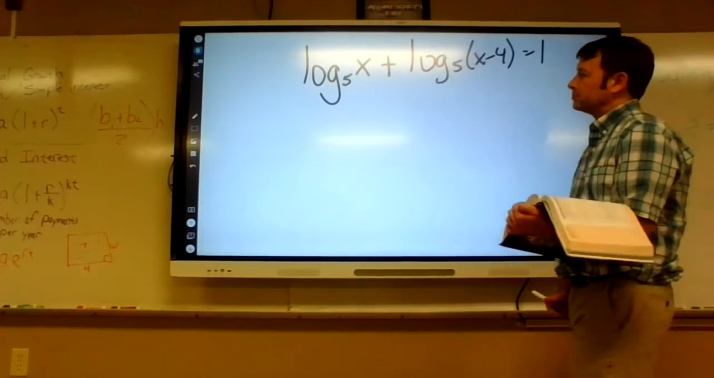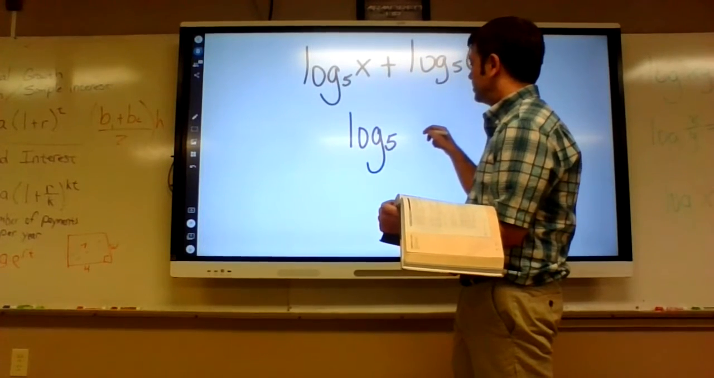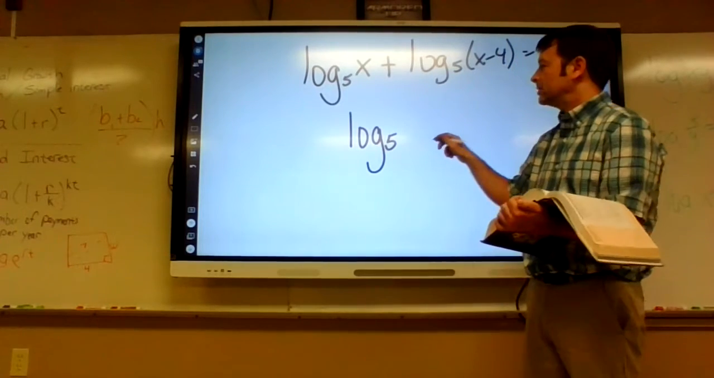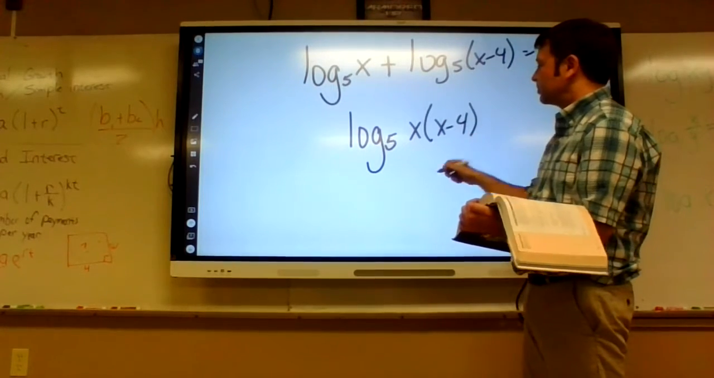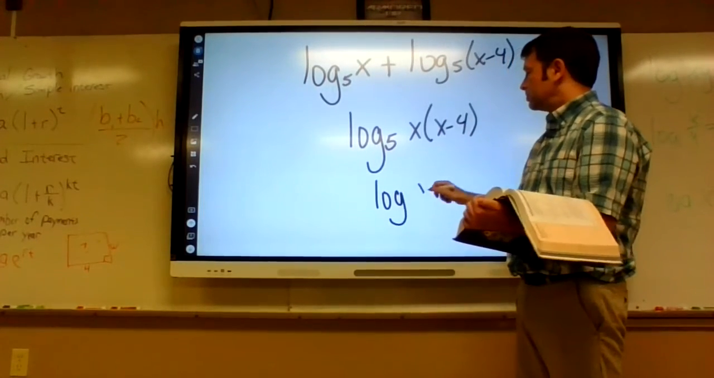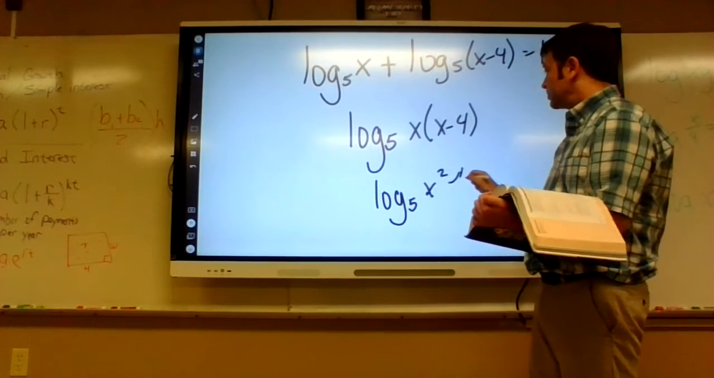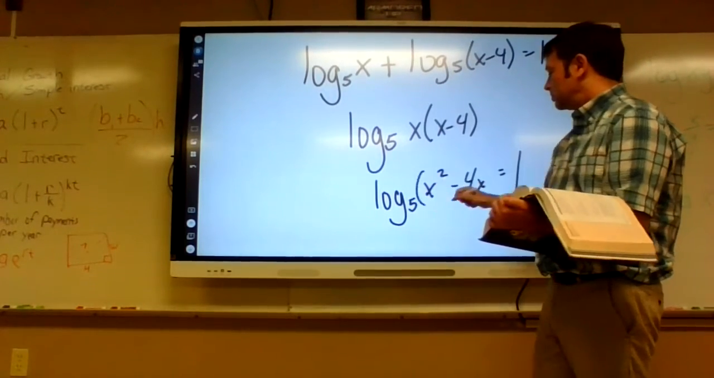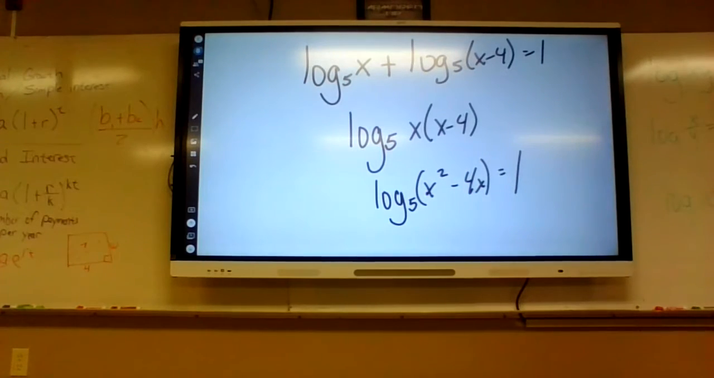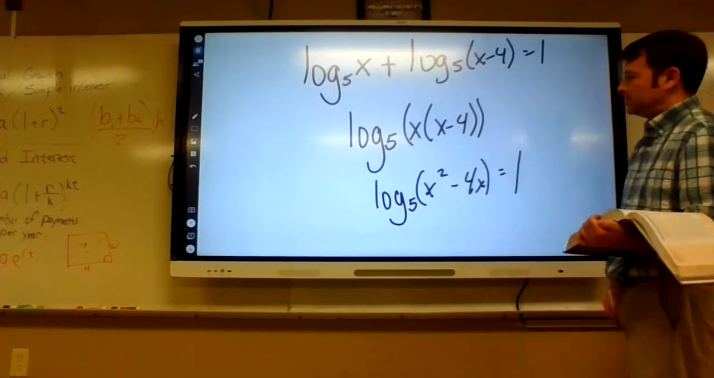It would just be log base 5 of 2x minus 4? No. Oh, it's multiplying. So it's x squared minus 4x. X times x minus 4, or x squared minus 4x. Parentheses are in there because all of that is supposed to be in the log. Technically I should add parentheses here too.